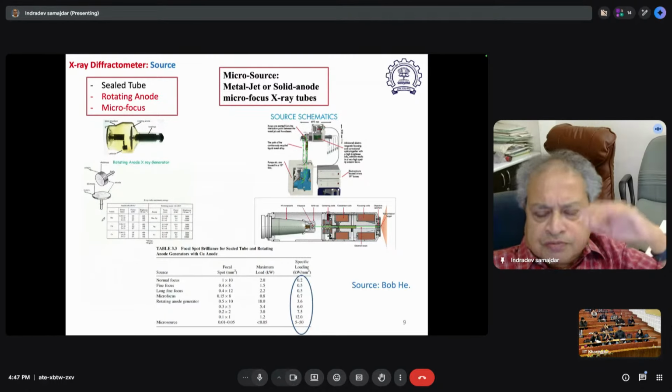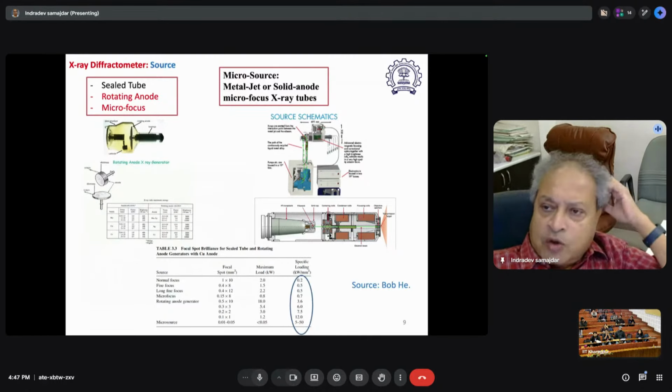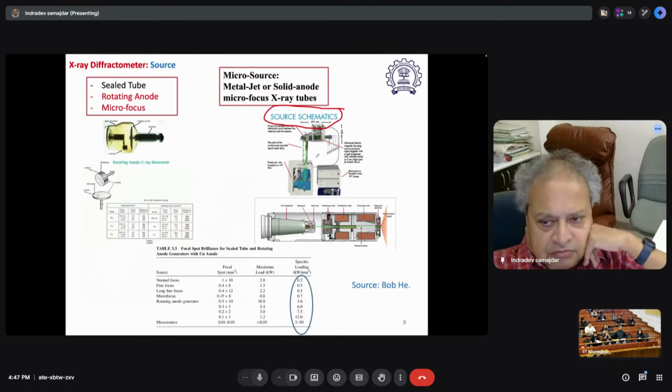Another source is the metal jet or metal jet source. I was told by the folks who manufactured these not to go for this. This is heavy duty. Good for tomography, not so much for diffraction.